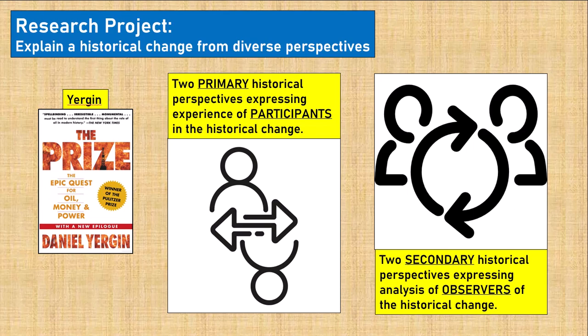The prime mandate of your research project is to explain a historical change from diverse perspectives. And the research project guide gives you a set of rules about those diverse perspectives. So you can pick any topic that is in some way obviously related to the themes in Jürgen. The research project guide tries to give you lots and lots of different examples, the kinds of things that you might think about.